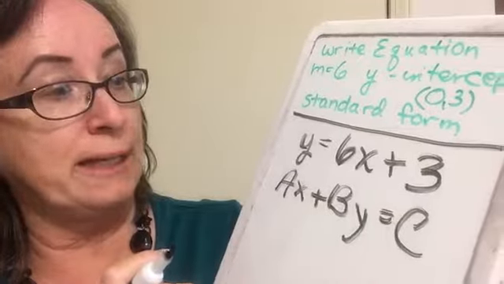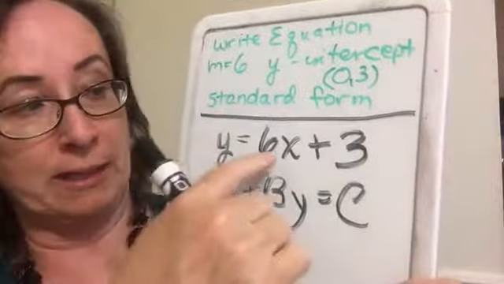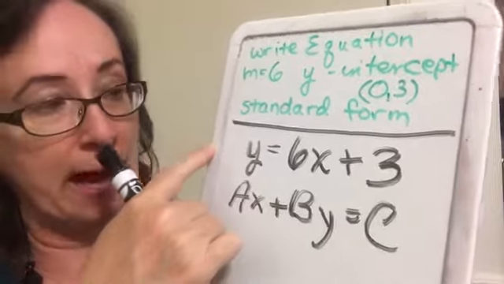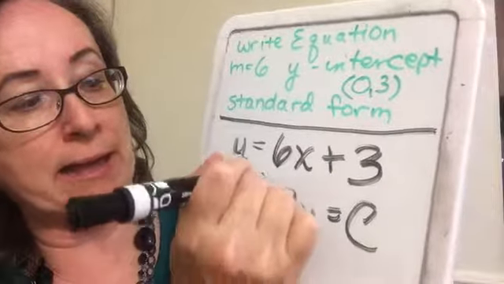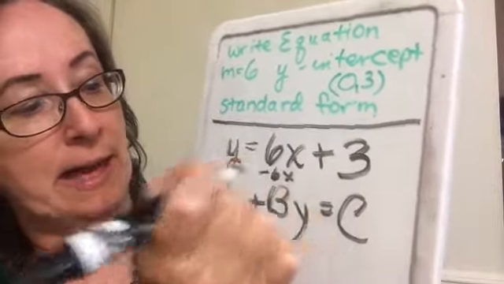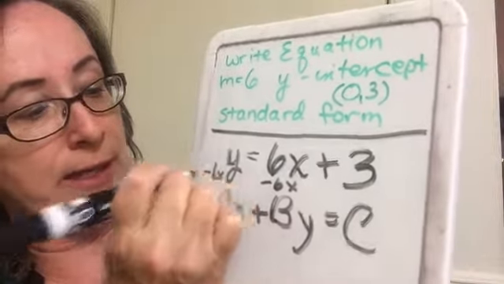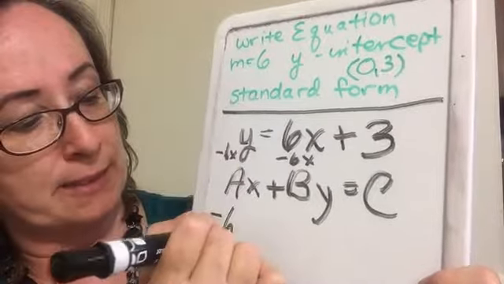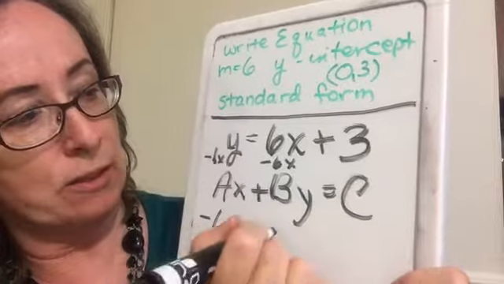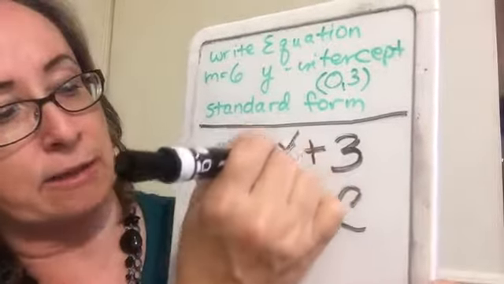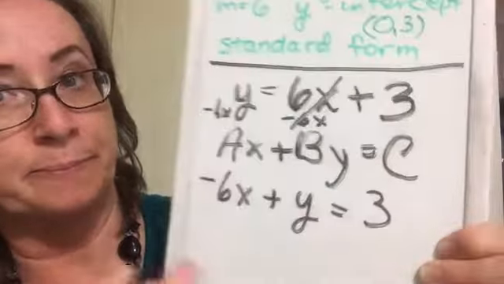So now we need to turn this around. We need our x on the left with the y. So if we subtract a 6x here and subtract a 6x over here, we wind up with negative 6x plus y is, this goes out, 3.